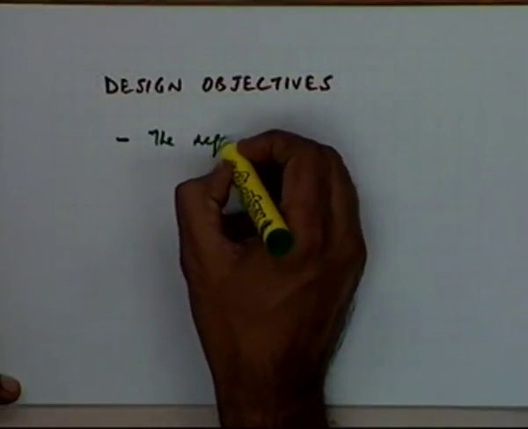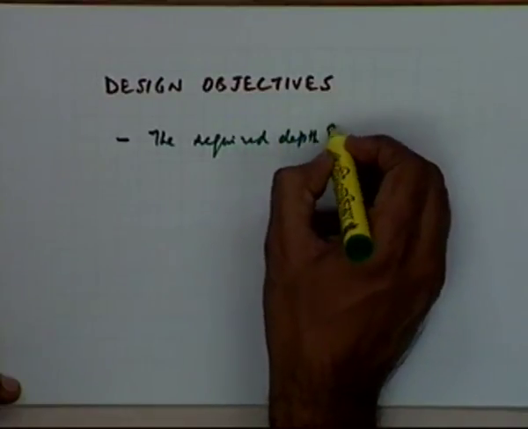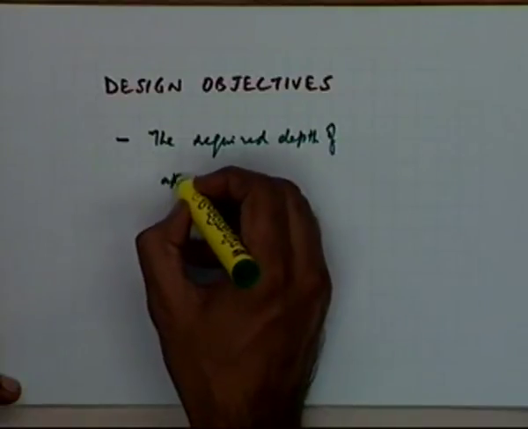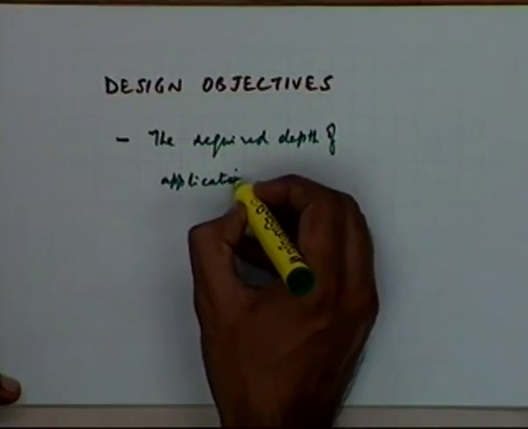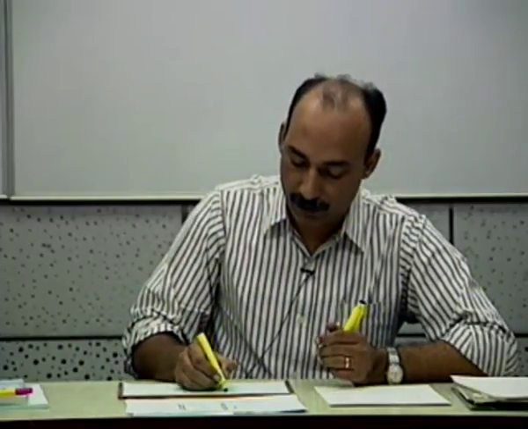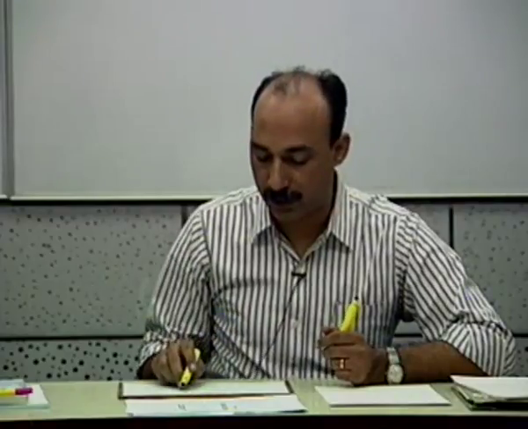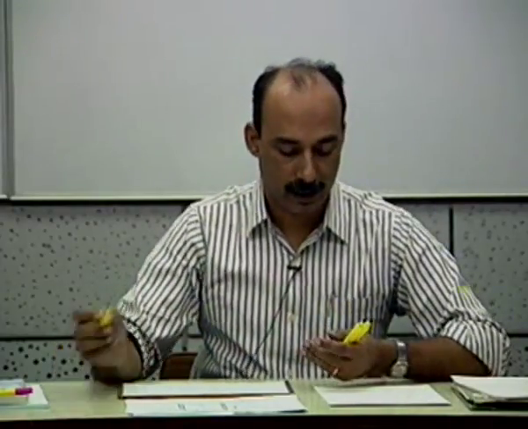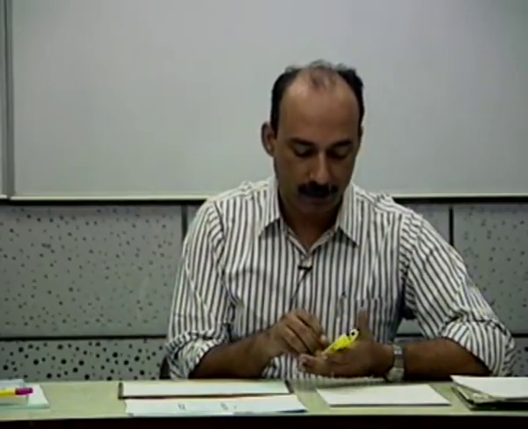The required depth of application has to be satisfied as a prime design objective, because you want the crop to grow well without stresses which it cannot sustain. We have to avoid those stresses being allowed to develop in the crop. So for that purpose, we have to ensure that the required depth of application is provided to the soil at the time whenever it is needed.